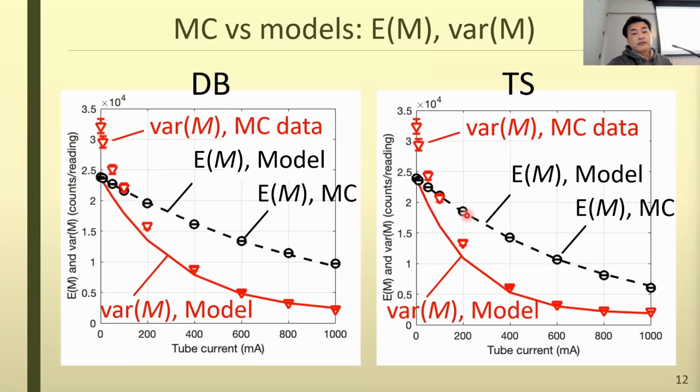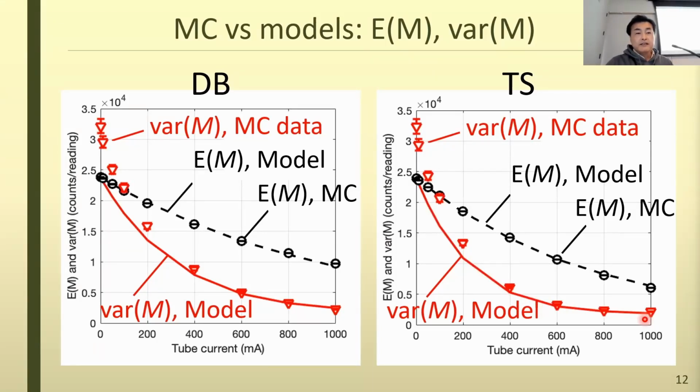The same is true with the TS scheme: the expectation of the counts agrees nicely with the model, while the variance estimation is different, so it doesn't agree with the statistical model when the count rates are low, but the agreement gradually improves quite well.